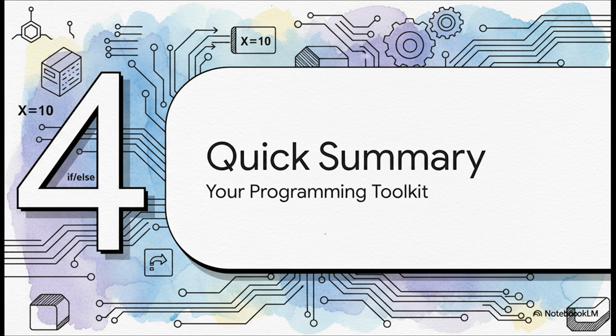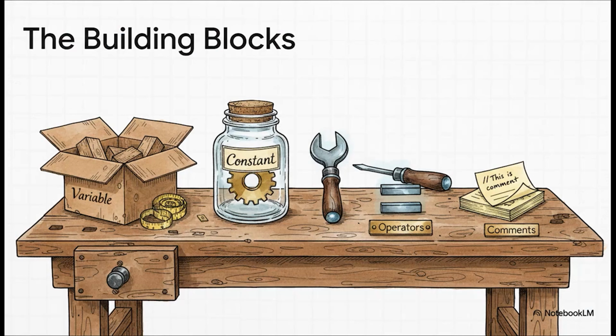So let's just do a super fast recap of everything in your new programming toolkit. So let's lock this in using our analogies. A variable is your changeable storage box. A constant is your sealed jar for a value that's fixed. Operators are the action symbols, like equals and plus, that make things happen. And comments are those super helpful sticky notes that you leave for yourself and for other programmers.